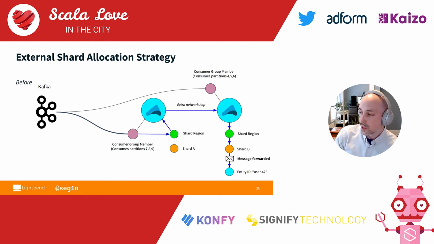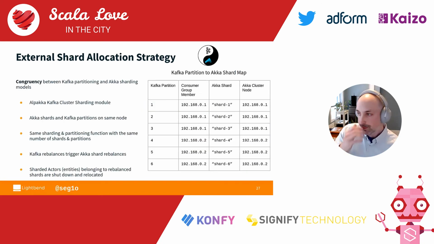So when that happens, the message is going to get sent to the shard region. It's not going to find shard B in this region, so it's going to use that location transparency principle to propagate the message across Akka Cluster to the appropriate node. And that's where the extra network hop comes into play. So ideally, the consumer group member is on the node where the entity exists, and then this extra network hop wouldn't have to happen.